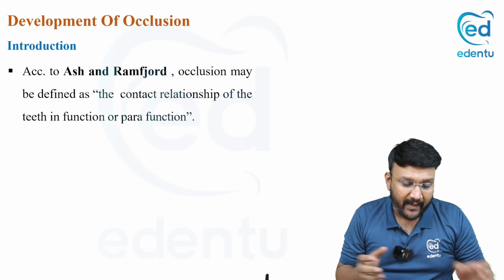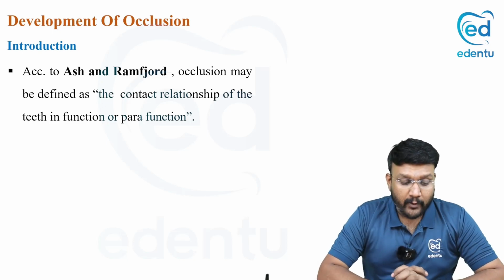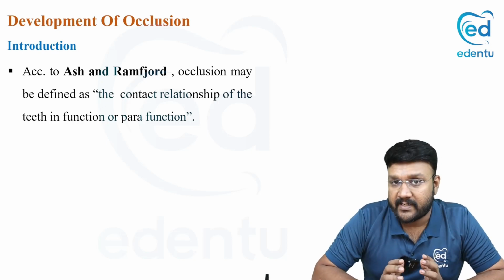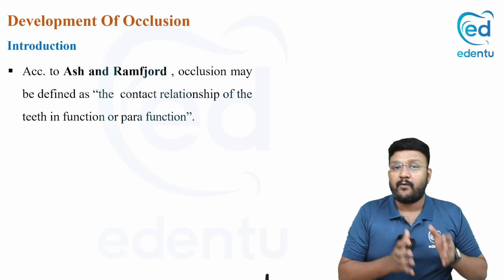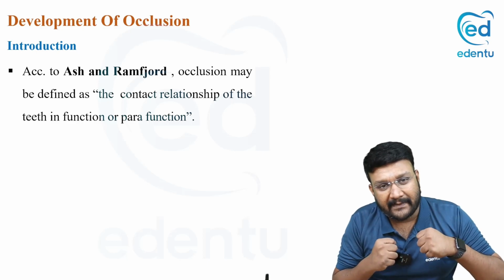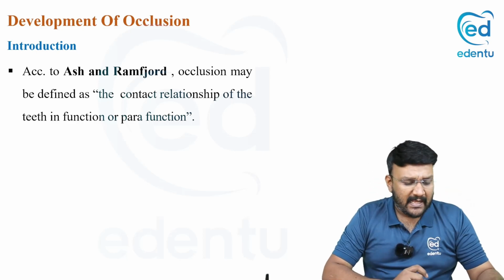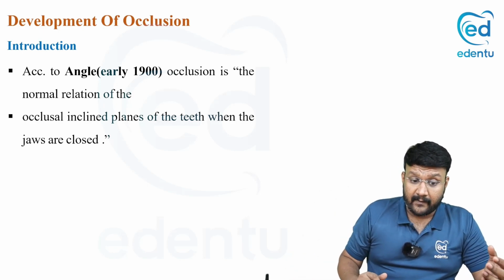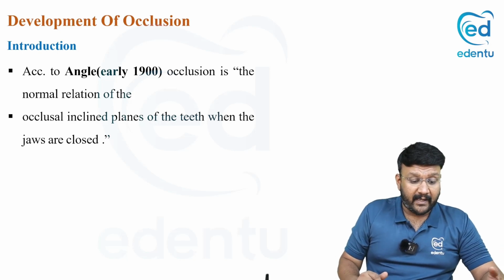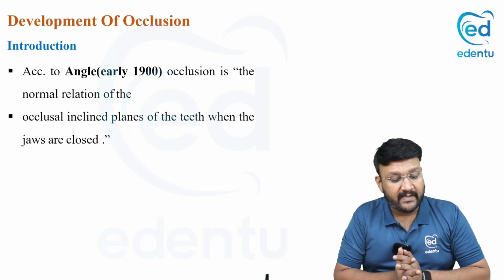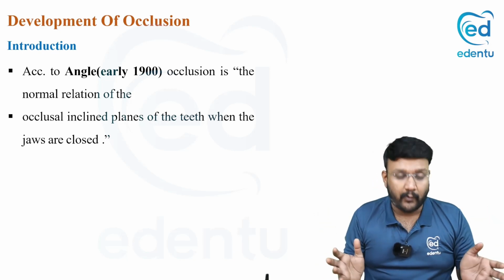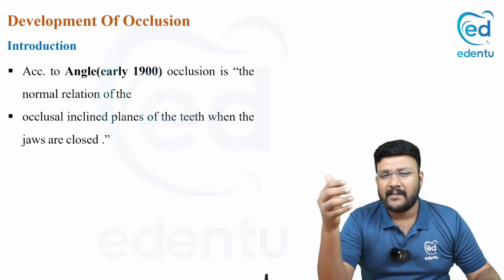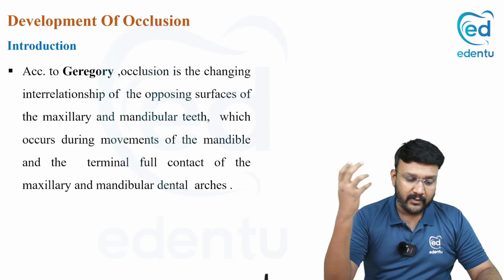Or we can put it in another way, by Ash and Rutherford: occlusion may be defined as a contact relationship of the teeth in function or parafunction. So, whether the teeth are in function or in parafunction, the way the teeth are in contact relationship is called occlusion. There are a lot of definitions. According to Angle, he defines occlusion as the normal relationship of the occlusal inclined planes of the teeth when the jaws are closed. So that is another version given by Angle. Out of these, if you know one or two definitions, that is well and good.